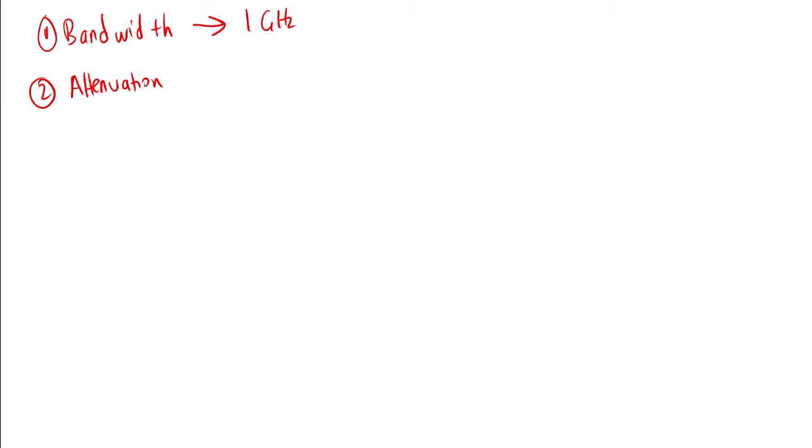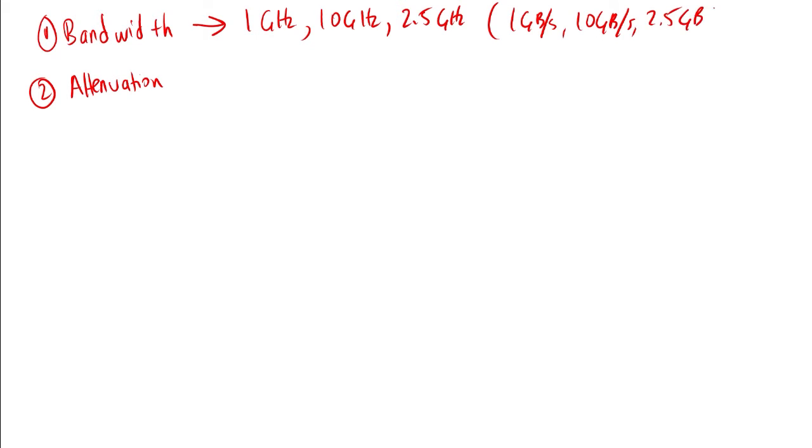So, in order to measure our system, we want to look at bandwidth and then attenuation. So the bandwidth you already know. So you say you need a gigahertz, for example. You need 10 gigahertz. Or you need 2.5 gigahertz. So these correspond to, say, a gigabit per second, 10 gigabit per second, 2.5 gigabit per second.